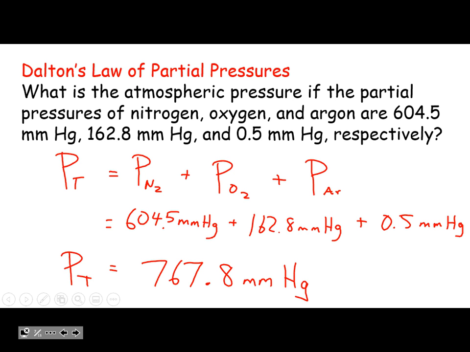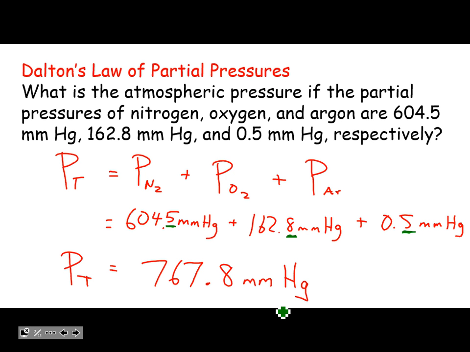As I go back and look, sig figging it, here's to the tenth, here's to the tenth, here's to the tenth. I'm using addition and subtraction, so I have to have my number to the tenth place also. All right, so my final answer there is 767.8 millimeters of mercury.